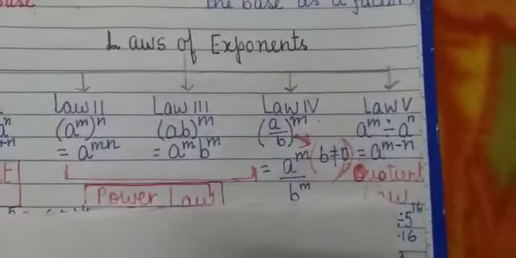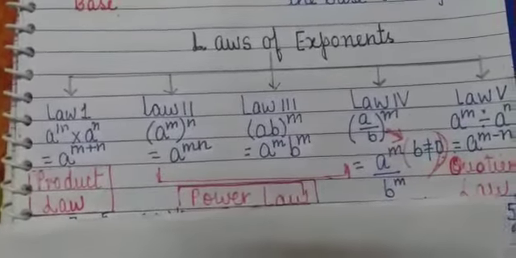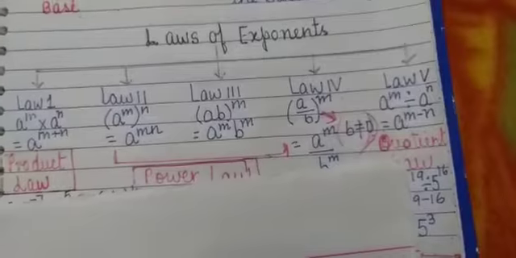Right? Now, I know you all have done them. The first one is the product law, as there is a multiplication sign in between. Then the second, third and fourth, all three of them are power laws, because we have a power in all three of them. And the last one is your quotient law. So I think you know all these things. You have done it in class 7. So we will revise.